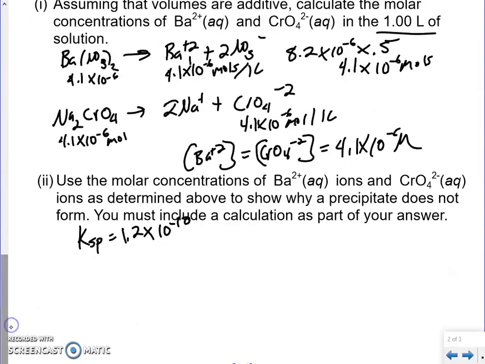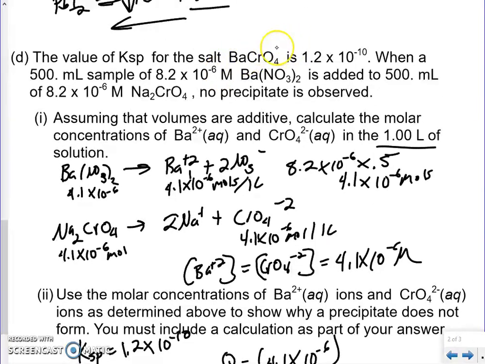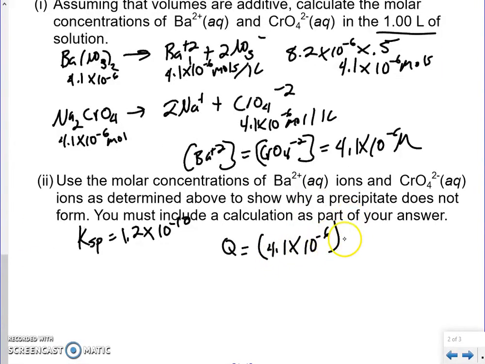Let's see where we are. Let's see what our Q value is. Well, Q is going to be equal to 4.1 times 10 to the negative 6 times, and let's go back up here and make sure we see what this is, 1-to-1 ratio, so our reaction would be going into 1 barium plus 1 chromate. Both of those are 2 technically. Okay, so 1-to-1 ratio, so 4.1 times 10 to the negative 6 to the 1, and 4.1 times 10 to the negative 6 to the 1. Okay, and what we end up getting is Q is equal to 1.7 times 10 to the negative 11th.